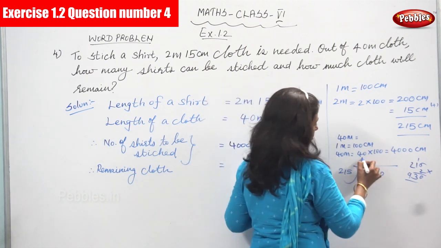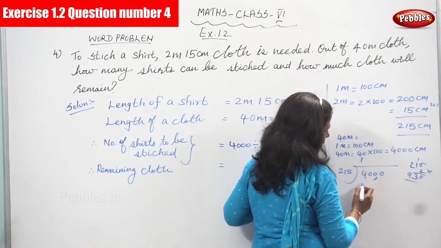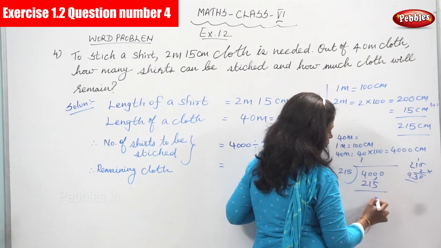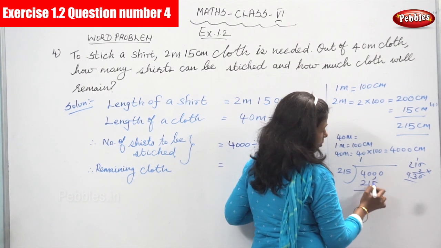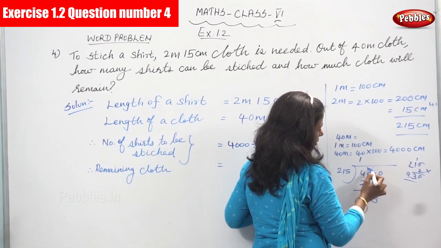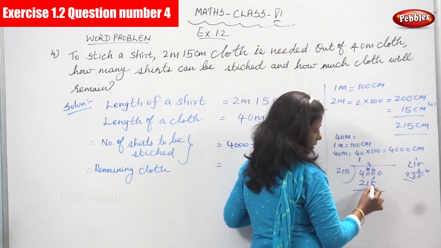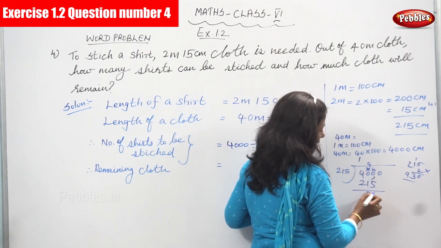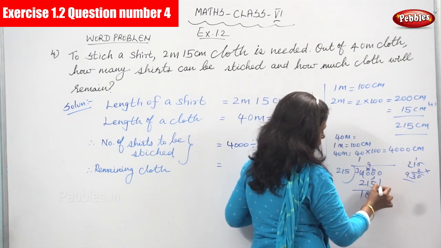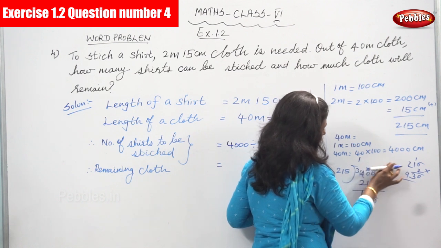So you have to write 215. 215 into 1, you get 215. For the remaining, 0 minus 5 you can't subtract, so you have to borrow from here. This becomes 10, and after that it becomes 9, and this becomes 10. So 10 minus 5 is 5, 9 minus 1 is 8, the remaining is 3, and 3 minus 2 is 1. After that you have to compare these two numbers.